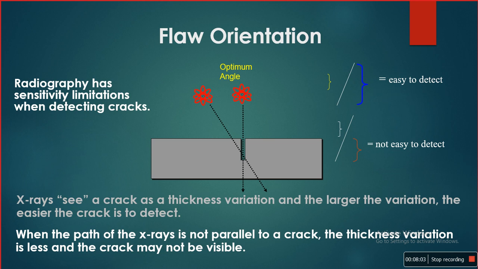So flaw orientation plays a very vital role. We can't control the flaw orientation. So to get exact details of the flaw, we need to take several examinations at different angles. Keep in mind, in ultrasonic testing there is no need to take several examinations of a single component, but here to get proper details of the flaw we need to conduct several examinations from different angles.